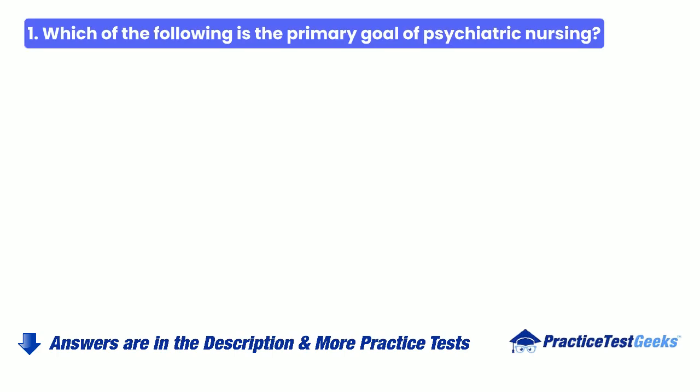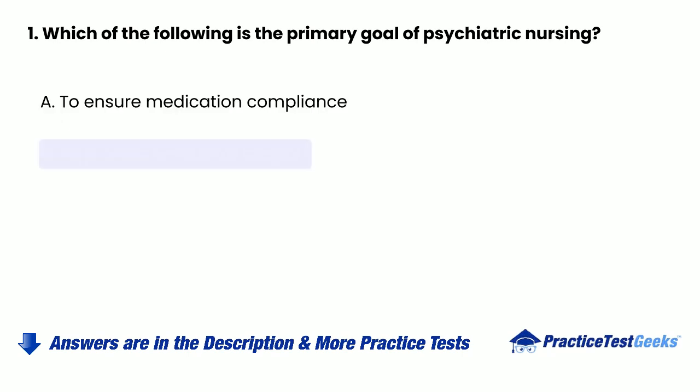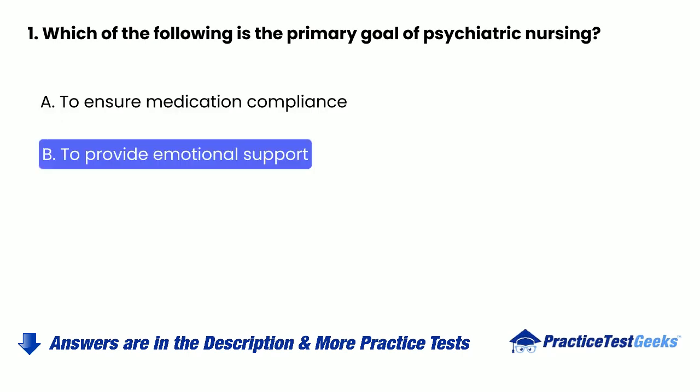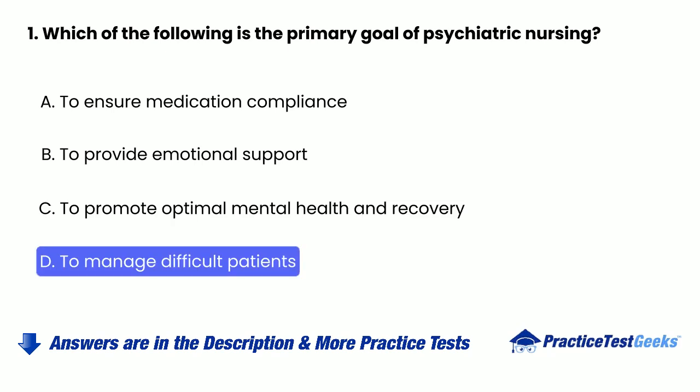1. Which of the following is the primary goal of psychiatric nursing? A. To ensure medication compliance. B. To provide emotional support. C. To promote optimal mental health and recovery. D. To manage difficult patients.